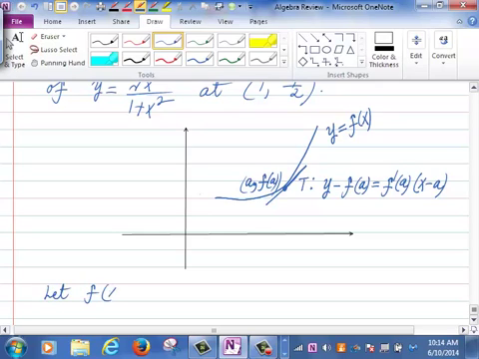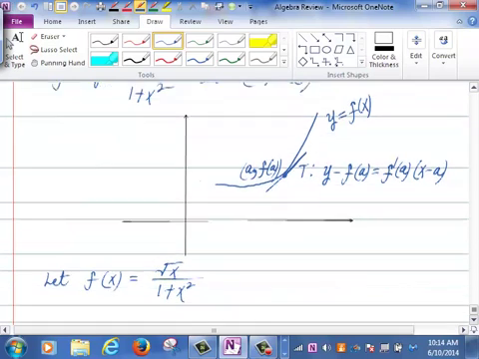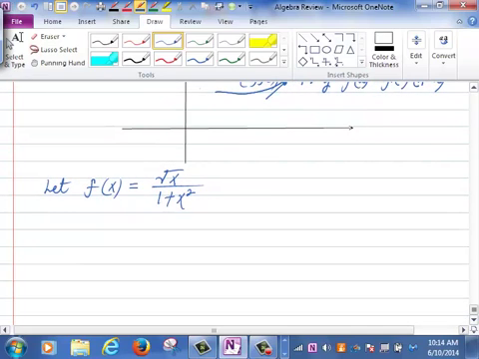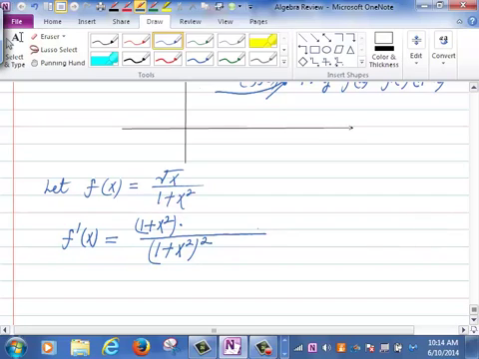In our case, f of x is root x over 1 plus x squared. So in order to find the slope of the tangent at the point 1 comma half, I have to find the derivative. So what's the derivative? Well, we apply the quotient rule. By the quotient rule, this would be 1 plus x squared, right? Okay, in the numerator, the first term is the denominator multiplied by the derivative of the numerator. What's the derivative of the numerator?